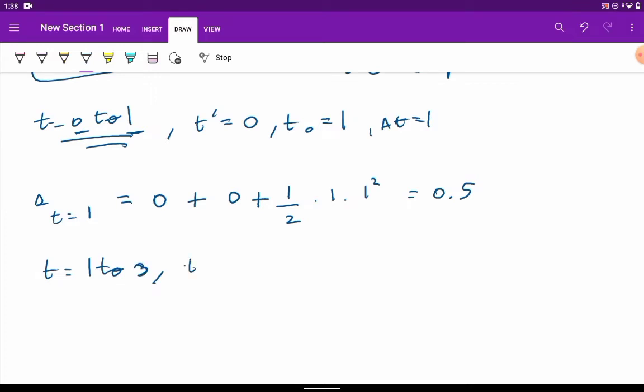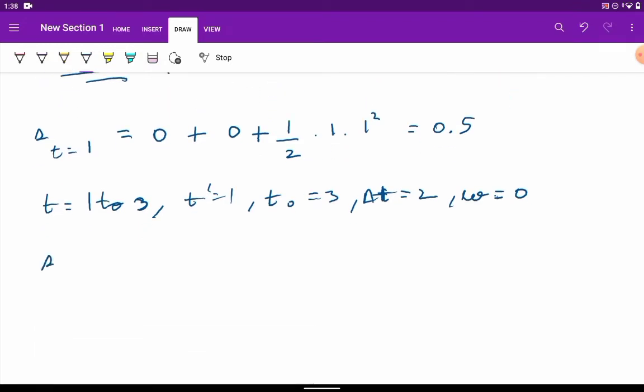So t dash equal to 1, t naught equal to 3, delta t equal to 2, right? And of course w is equal to 0 in this case. Just for completeness, in the first case w was 1, right? Okay, so s at t equal to 3 is basically s at t equal to t dash, which is t equal to 1, which is 0.5, right?